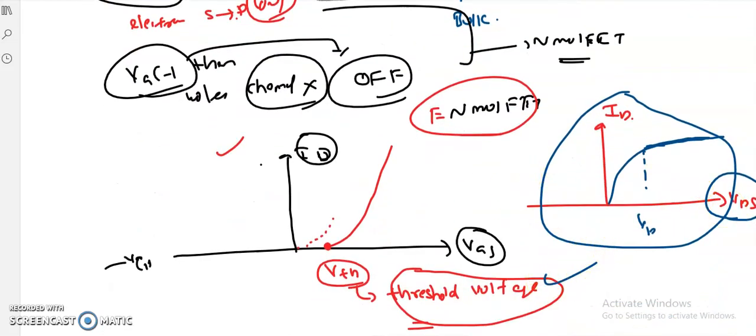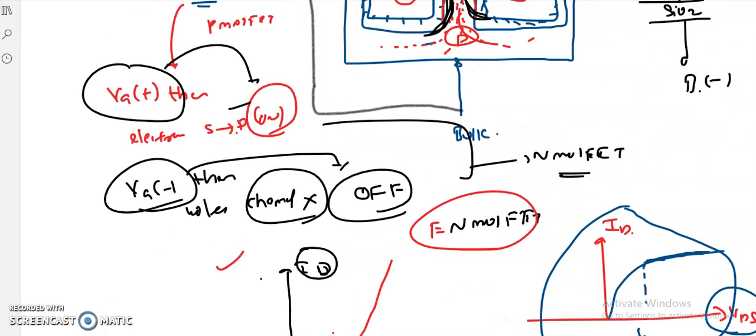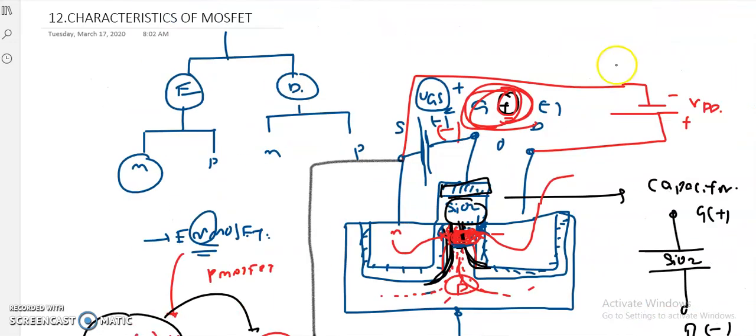Okay, so in the next lecture we will see the operation of the depletion MOSFET and characteristics of the depletion MOSFET. Thank you.